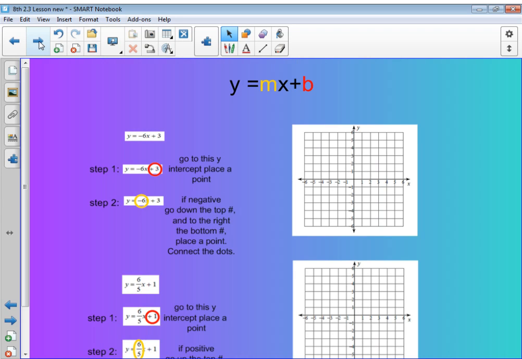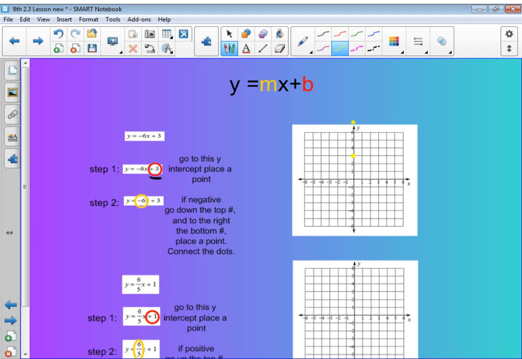Okay, so here we've got our next one. I have -6x plus 3. I'm going to start here. I need to identify where +3 is on my y-axis. So here's my y line right here, and I'm going to go find +3. Here's +3 on the y line. So there's my first dot.